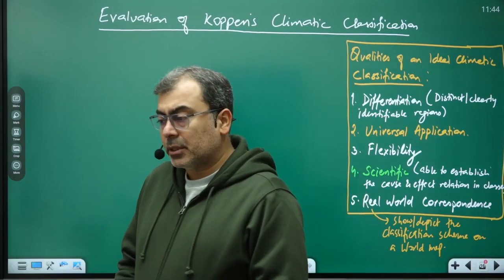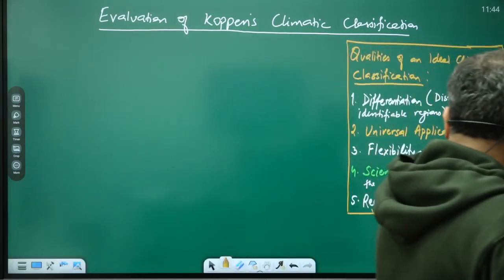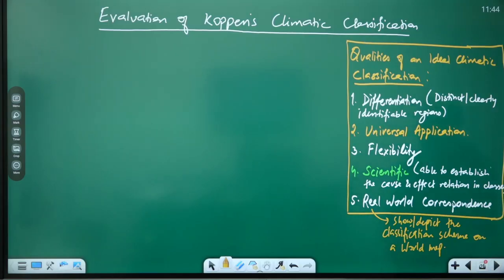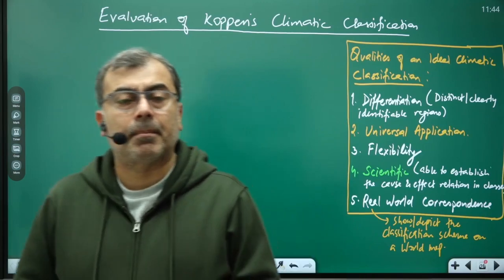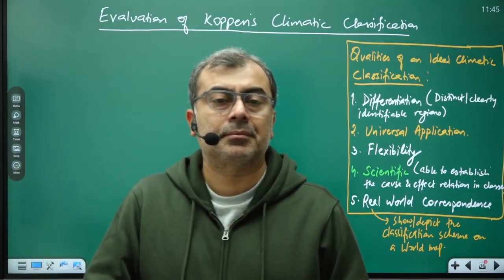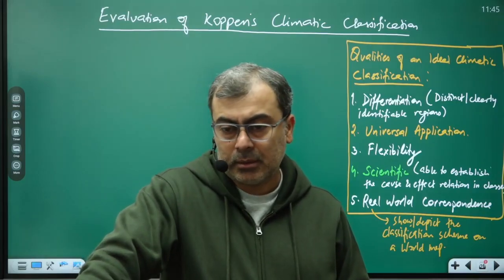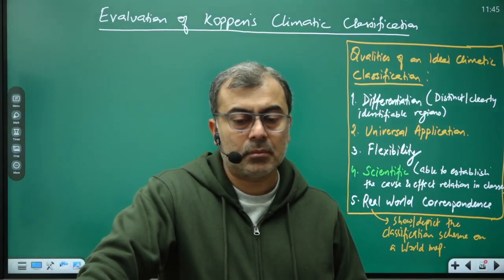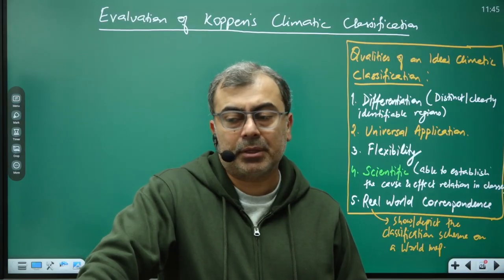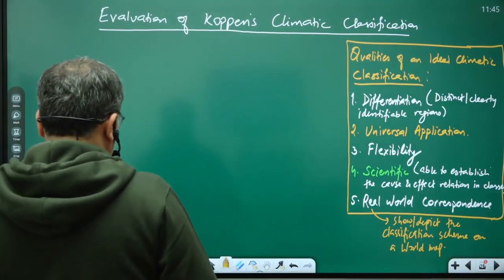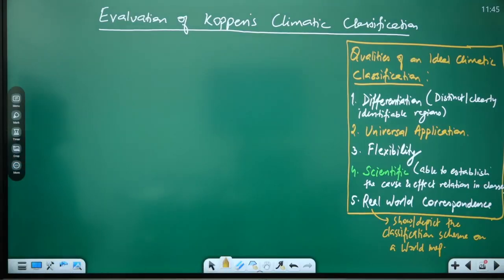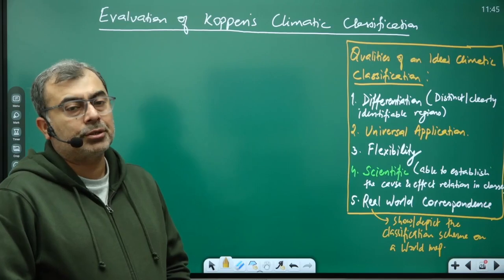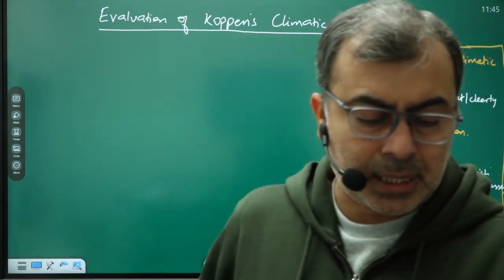This classification stands out as an empirical, temperature and precipitation data based categorization of world's climate.